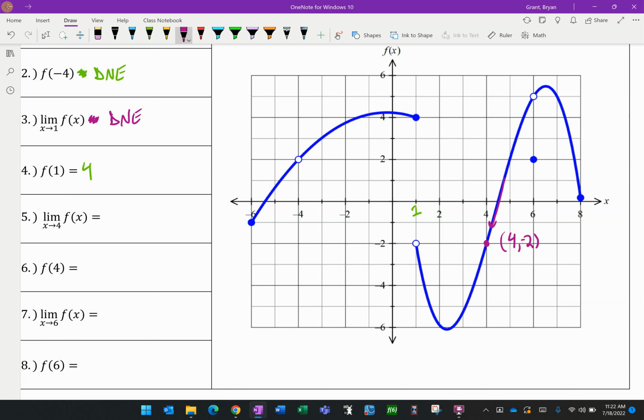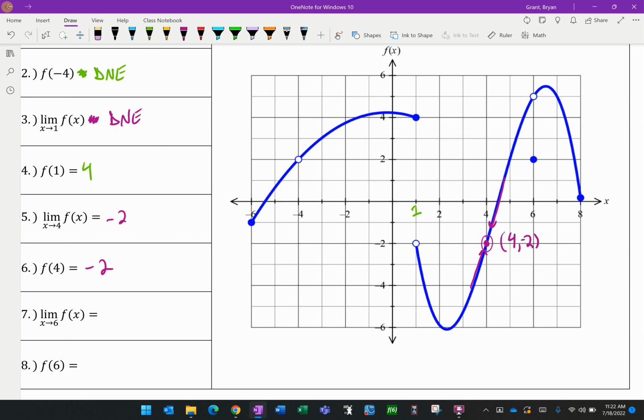As we get infinitely close to 4 on both sides, it looks like we're getting closer and closer to a y value of negative 2. And directly at 4, there is a point at negative 2. The limit and the point are equal here.